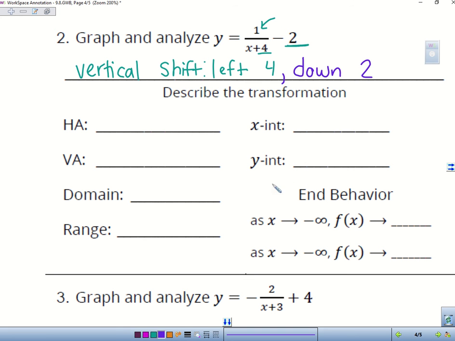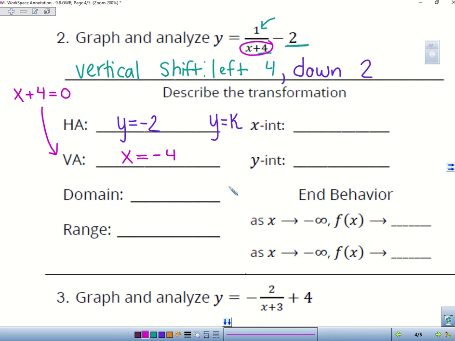So, let's look at the horizontal asymptote, which is always y equals k. In this case, it's going to be -2, y equals -2. The vertical asymptote is where you take the denominator and set it equal to 0 to find it. x minus 4... I mean x plus 4. Okay, everybody good with those two asymptotes?